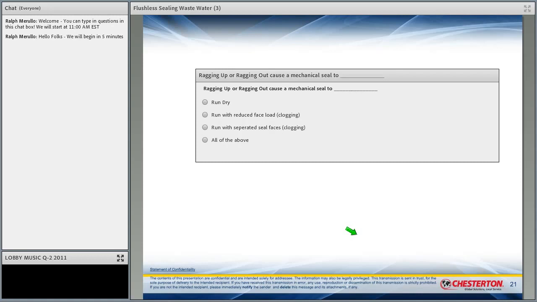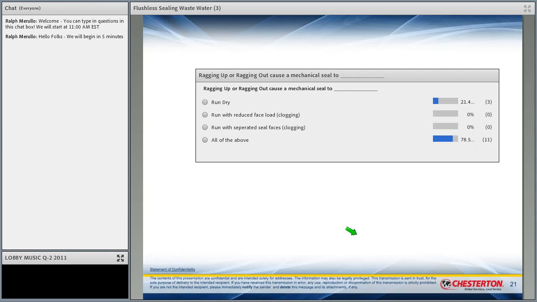So what we're going to do, we got about 25 folks. We'll broadcast the results when we get to about, oh, there we are. Okay, here we go. Broadcast results, and 76% of you said all of the above. I would have to agree, but I wouldn't disagree with running dry either. Running dry is going to be the first issue.